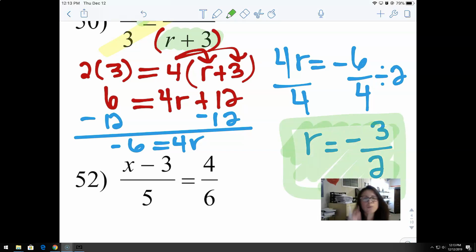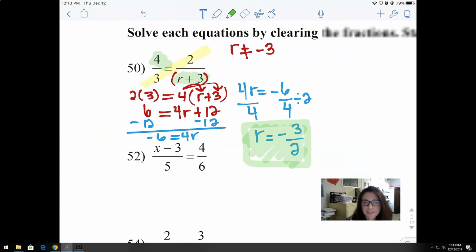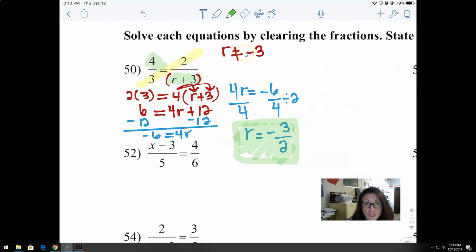Make sure that your excluded value is not the same as this, because if so, then you made a mistake. All right, so negative 3 over 2 is different from your excluded value, so we can accept this as a solution. All right, let's take a look at number 50.